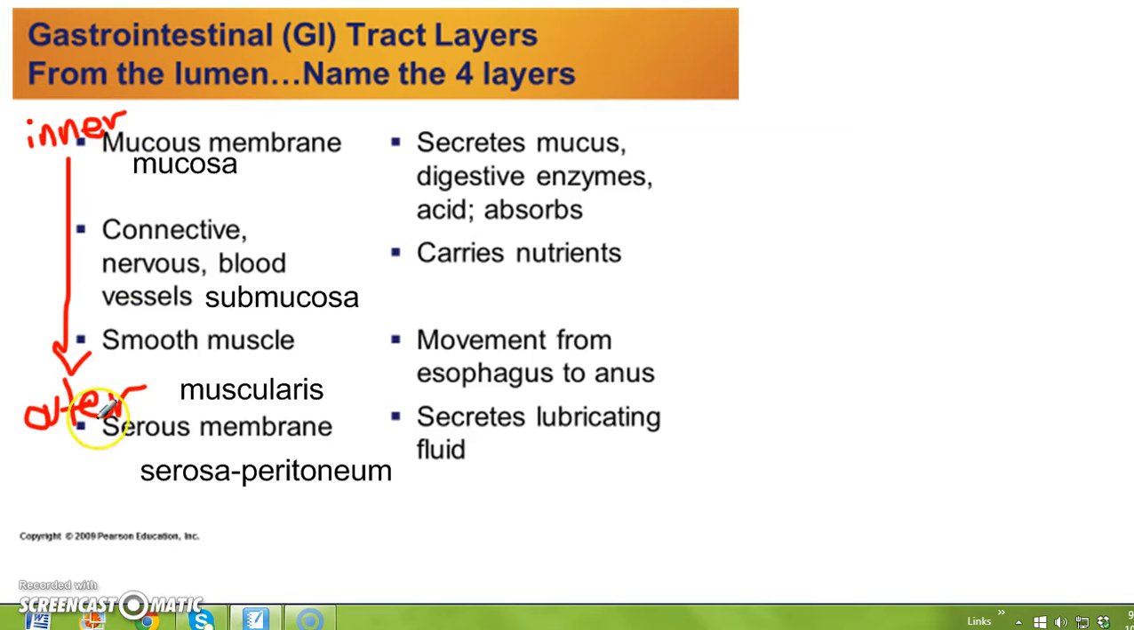Pay attention to those prompts. I could ask you to list them from the inner to the outer or the outer to the inner, so practice that in both directions. See if you can list those on your own without using any notes.